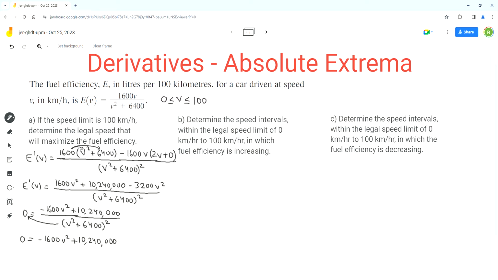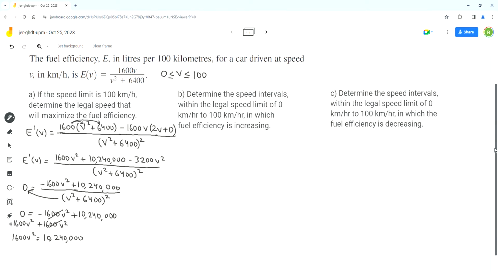So the next step is to add 1600V² to both sides to move the V term to the left side of this equation. So the 1600V² on the right side cancel each other out. So we get 1600V² equals 10,240,000. Now we have to divide both sides by 1600 because we want to isolate V².